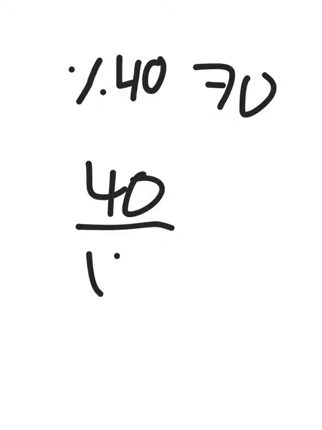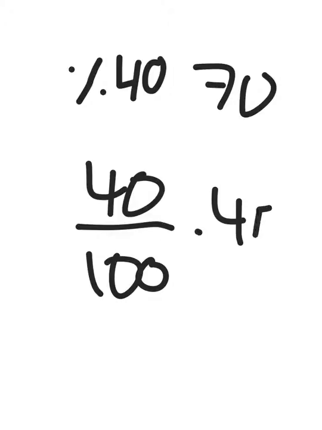So anyways, today we're going to be finding out percentages. Today we're finding out what 40% of 70 is. First we have to turn this into a fraction. So it's 40 over 100 every time, and that would be 0.4. And then 0.4 times 70.